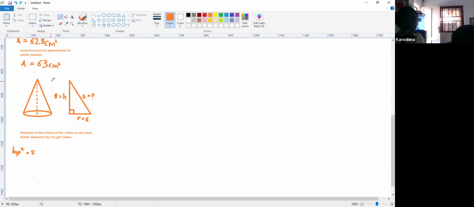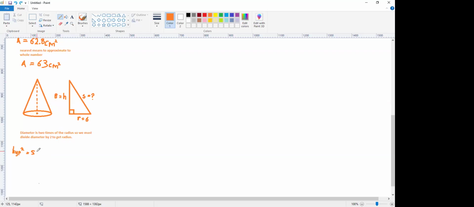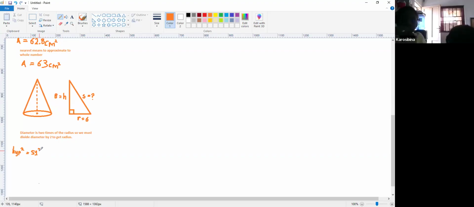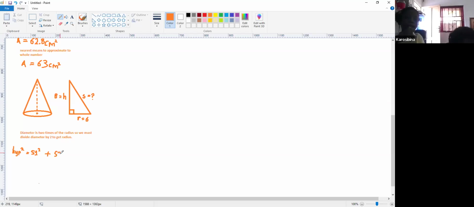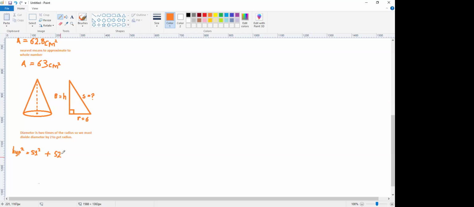Instead of writing side one completely, we'll just write S1. S1 squared. Side one means S1, and let that be our code. Plus S2 squared. Please take note that the squared has to be written small so that it will look different from the other two. If not, it can confuse you.